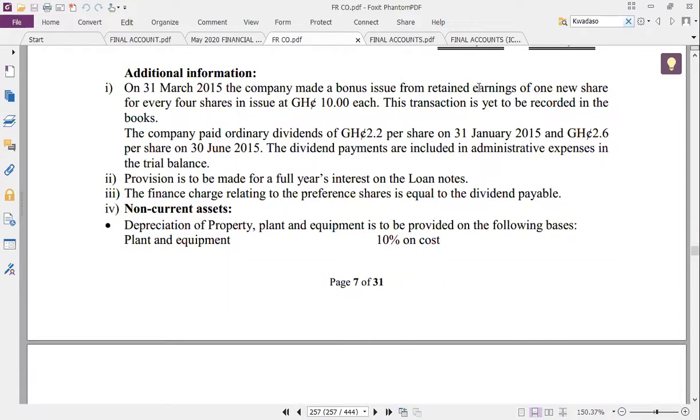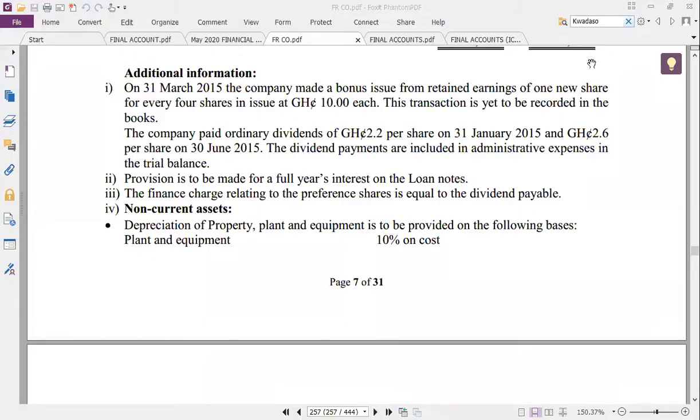On note 1, we have the footnote or additional information. On 31st March 2015, the company made a bonus issue from retained earnings of 1 new for every 4 shares in issue. So we used to call this one 1 for 4. Good.